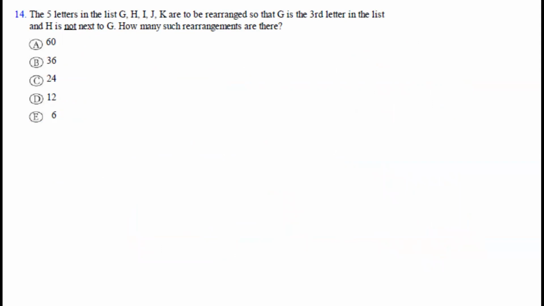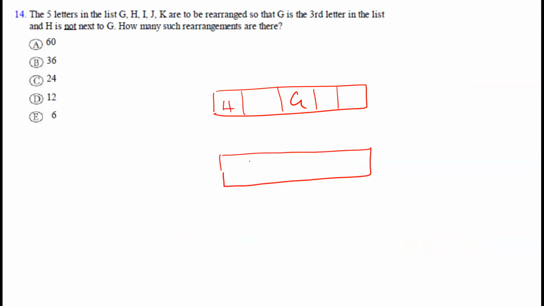Question 14, we have 5 letters G, H, I, J, K to be arranged so that G is the third letter in the list and H is not next to G. So either H can be over here or H can be over here, but H cannot be in these two positions. So these are the two ways which are possible.